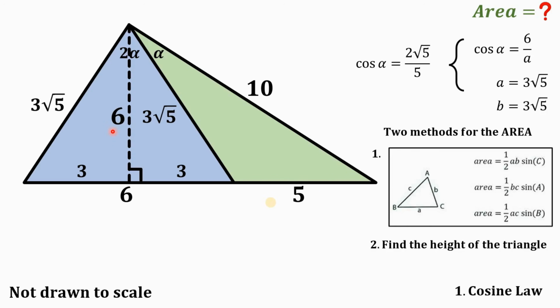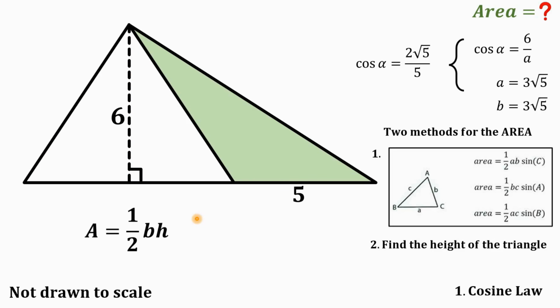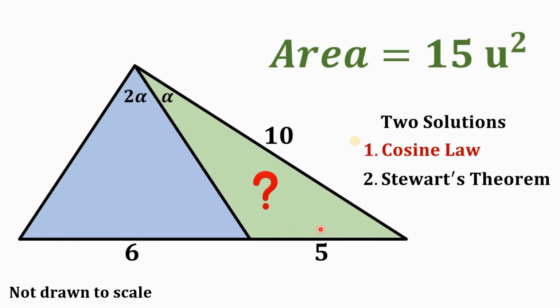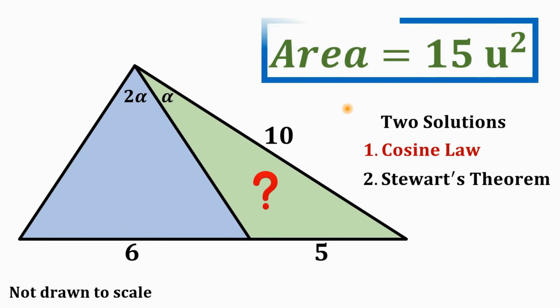Now we have the base and the height, so we can get the area of this green triangle. We are using 1/2 times base times height. 1/2 times 5 times 6 is equal to 1/2 times 30, or simply 15 square units. And that is our answer to this question. So using the cosine law, we get that the area of this green triangle is simply equal to 15 square units.